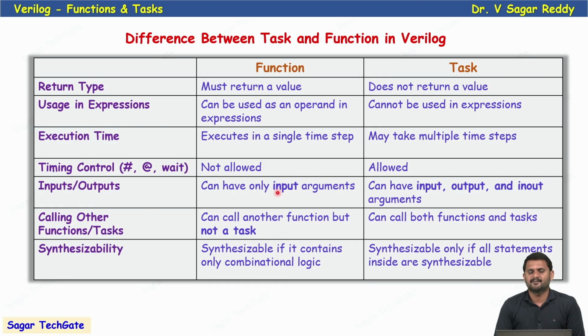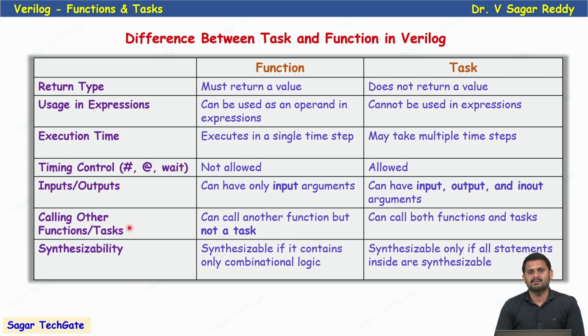Inputs and outputs: a function can have only input arguments, whereas a task can contain input, inout or output arguments also. Calling other functions and tasks: a function can call another function but not a task. A task can call both functions and tasks.